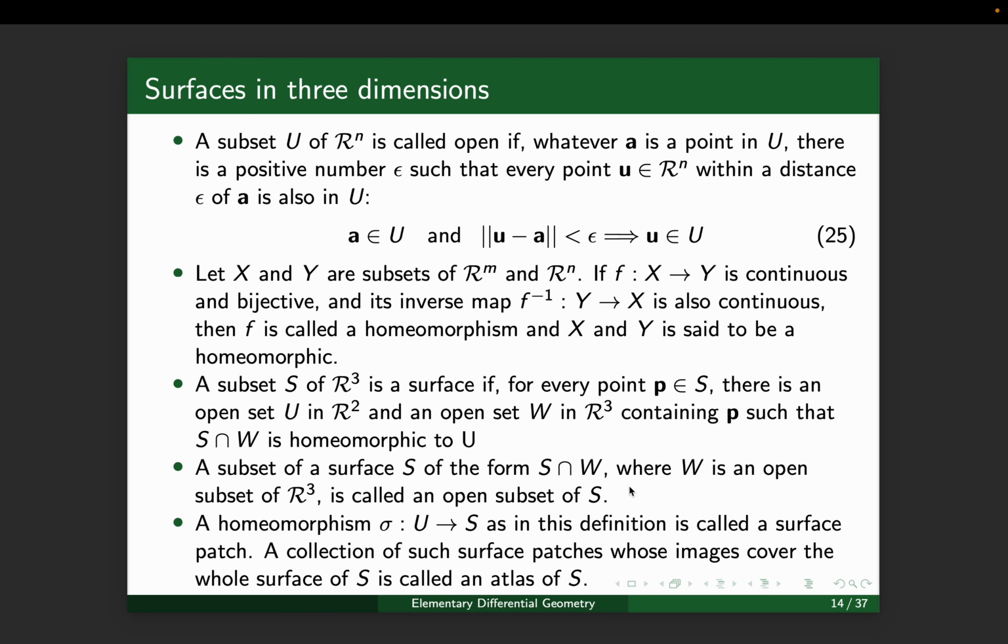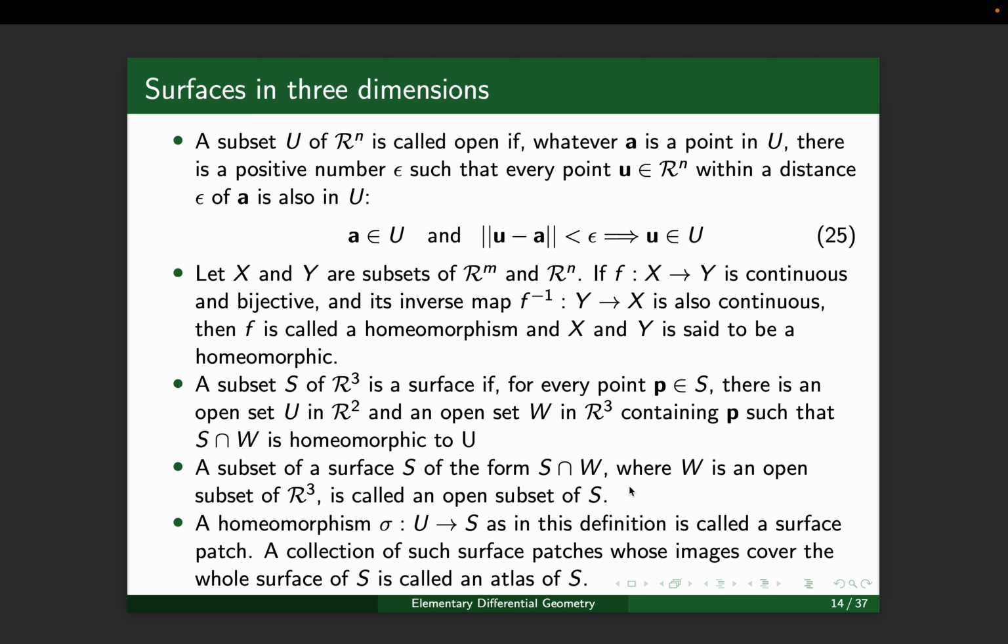First, let's define an open set. A subset U of Rn is called an open set if for every point A in U there exists a positive number epsilon such that all the points in Rn within a distance of epsilon of the chosen point A also exist in the subset U. Then we call this U an open subset.